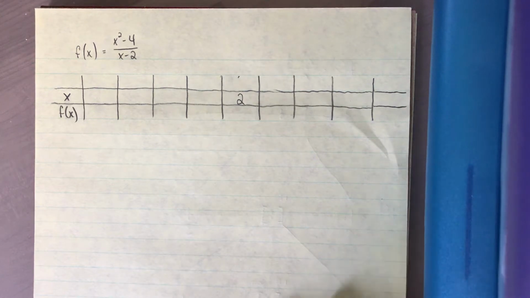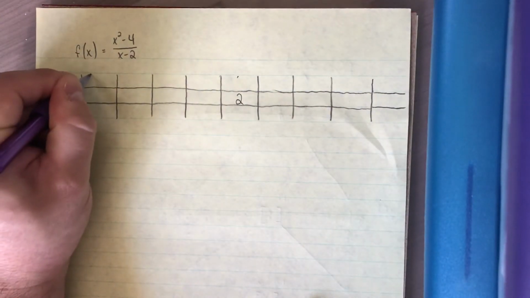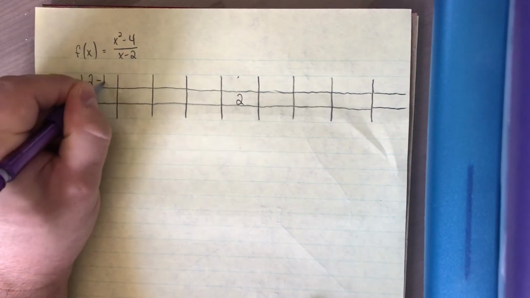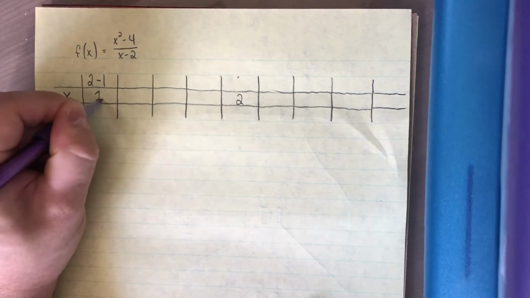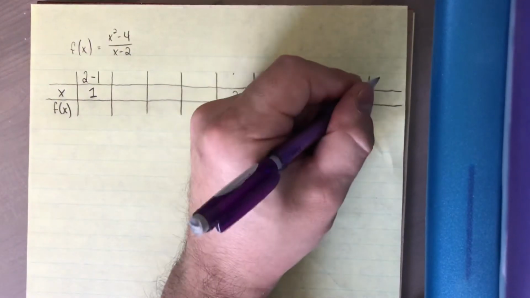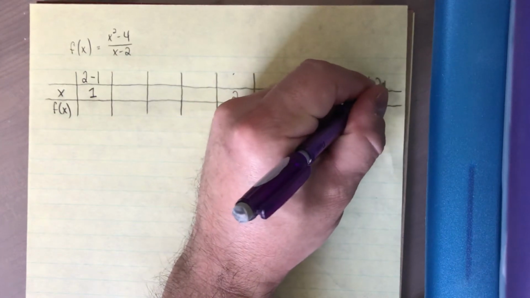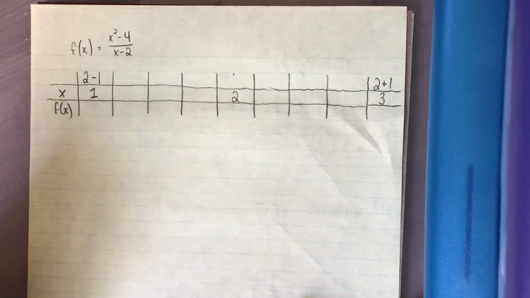So, on the left side, what we're going to do is go a full whole number, a full integer, to the left of 2. On the right side, we're going to go a full integer value to the right of 2.